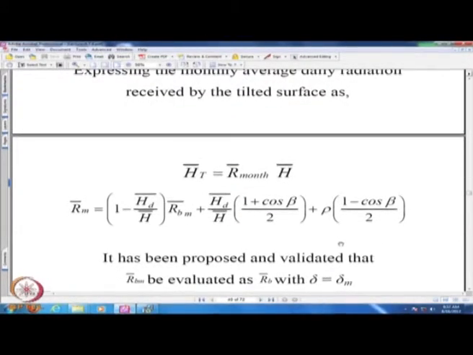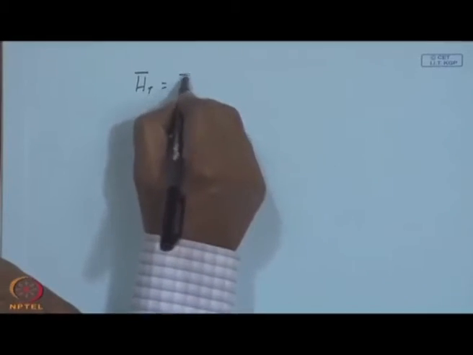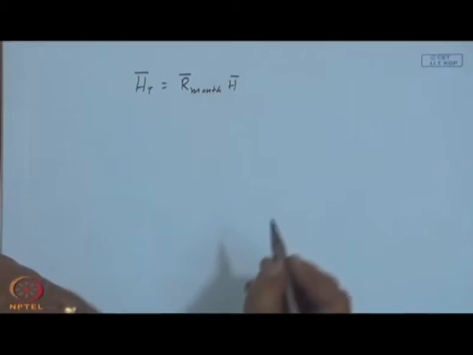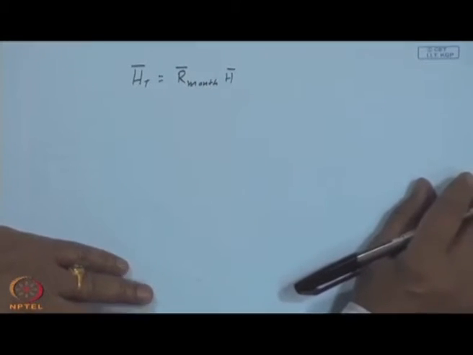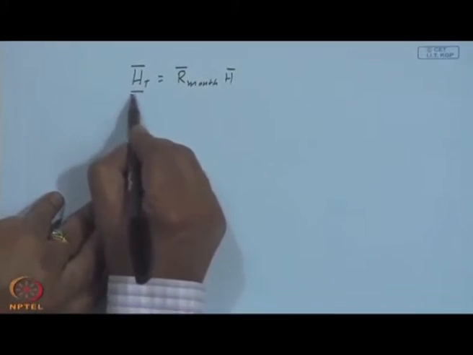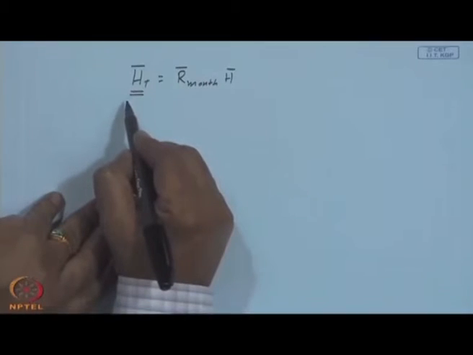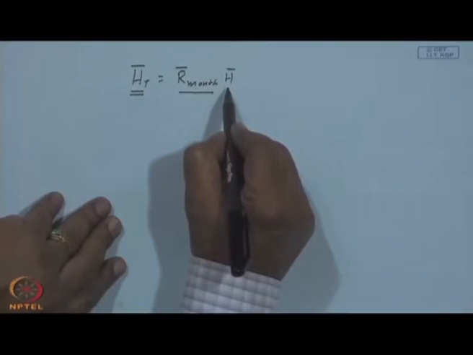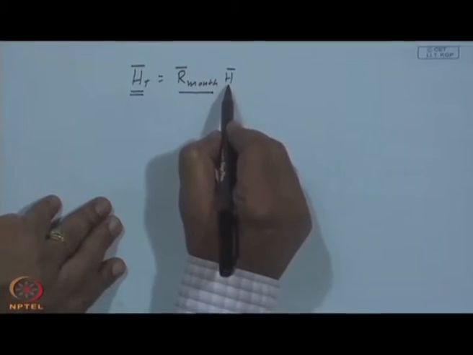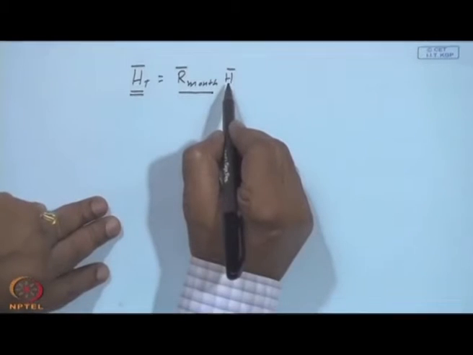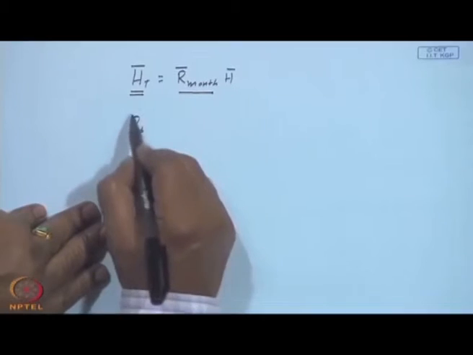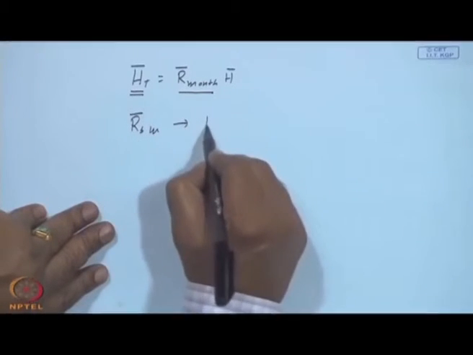So, the overall tilt factor can be expressed as H_T bar into R bar for the month into H bar. That is basically we are trying to estimate the monthly average daily radiation received by a tilted surface in terms of a single factor multiplied by the monthly average daily horizontal radiation, exactly analogous to the way we have done for the month. However, we noticed that R_B bar for the month is a weighted average.